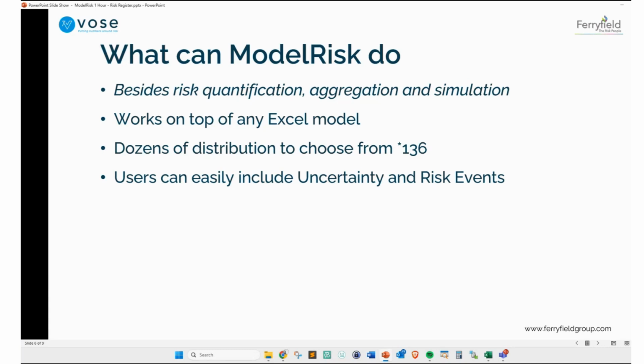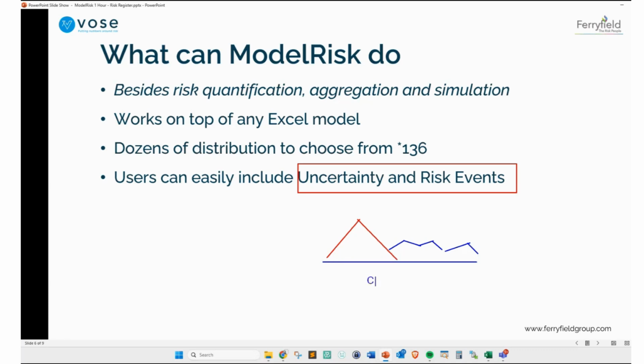And the users can easily include uncertainty and risk events, right? So normally you will have a risk framework, where you have this: the x-axis is going to be the cost or the time. We're going to see cost today, right? And then you have uncertainties here, and here you have the risk events, like this. Our focus today is going to be on the risk events, right?